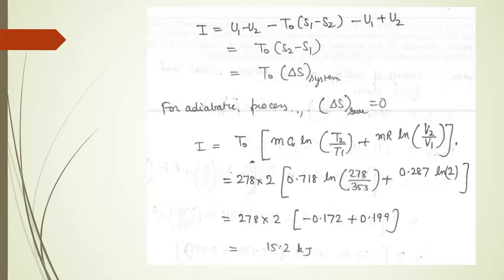Now the irreversibility, which is equal to t0 into mcv ln of t2 upon t1 plus mr ln of v2 upon v1, can be found out by putting the values of the parameters, and which comes out to be 15.2 kilojoule.